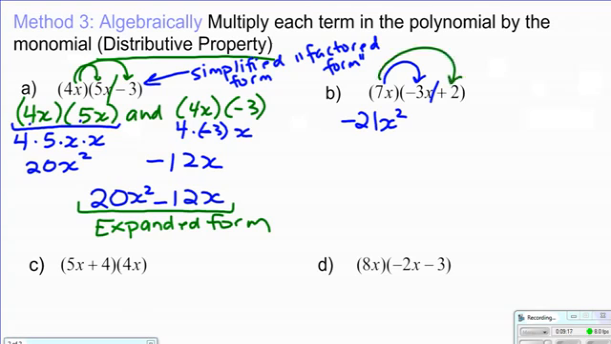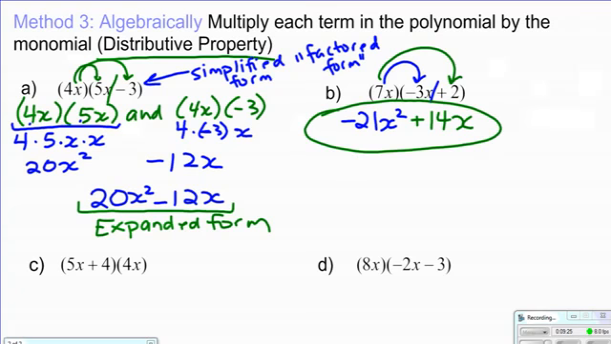7 times positive 2x, or pardon me, 7x times positive 2 gives us positive 14x. So that's it, all together. We have x squared and x. They're not like terms. We can't combine them. That's it. We've turned it into expanded form.